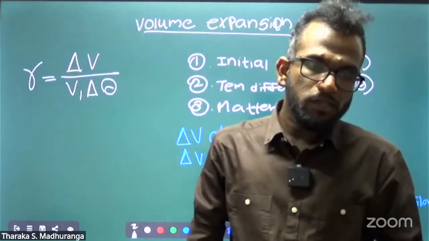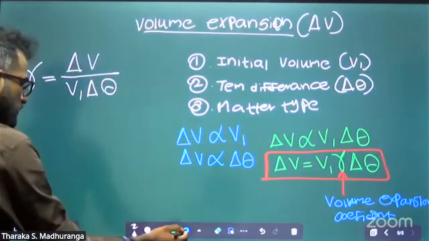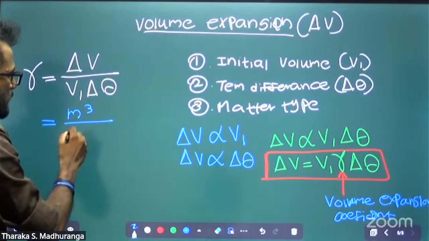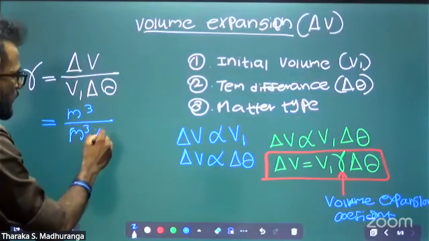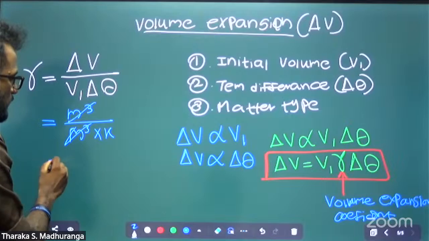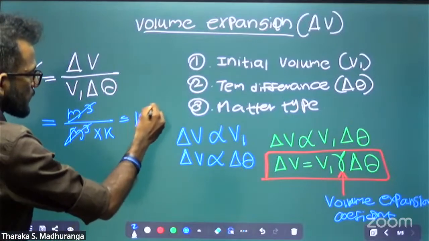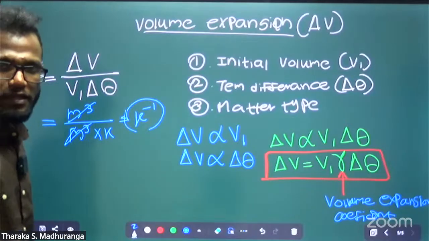The unit is also per Kelvin, because cubic meter over cubic meter into Kelvin, it cancels out. It's also per Kelvin. The standard unit is per Kelvin.